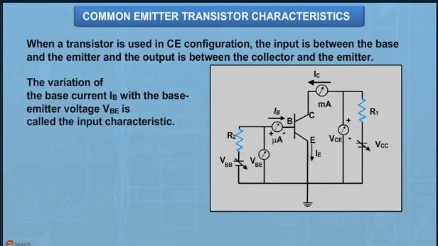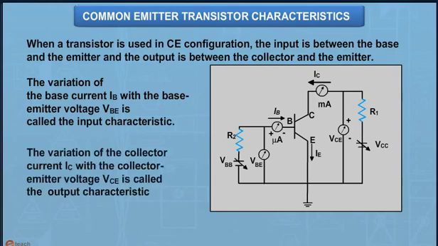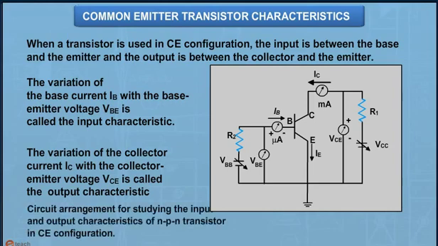The variation of the base current IB with the base emitter voltage VBE is called the input characteristics. The variation of the collector current IC with the collector emitter voltage VCE is called the output characteristics. The above circuit diagram is used for studying the input and output characteristics of an NPN transistor in the CE configuration.